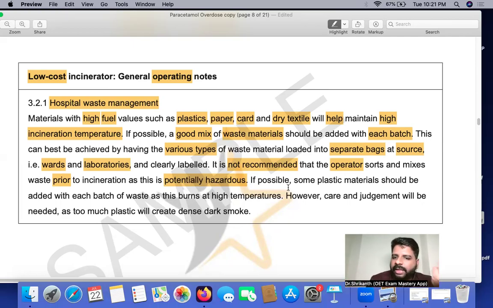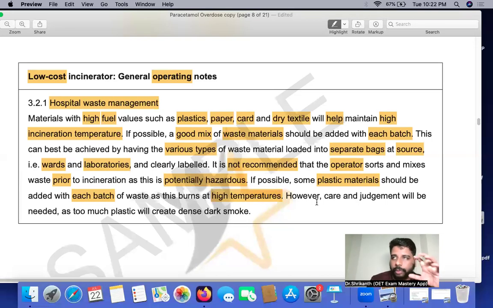And once again, they're telling, if possible, some plastic materials should be added with each batch of waste, to maintain high temperatures. If you want to keep a very good temperature, if you want this machine to work very efficiently, you have to put plastic materials into each batch, so that you can maintain the high temperatures, because plastic has very high fuel value.